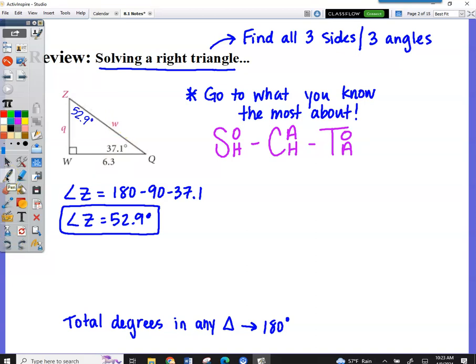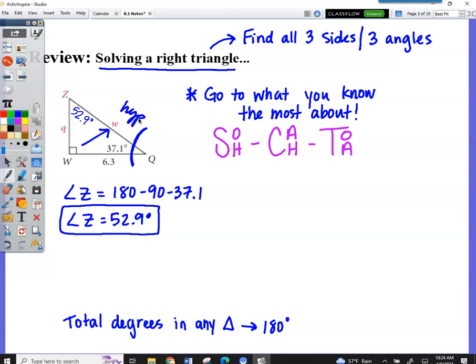All right, so now that we've got your attention on the fact that I'm shooting for W and I'm using 6.3 and 37.1, label your triangle according to the angle you're using. I like to draw an arc on the angle I'm using. I like to draw an arrow from the right angle to the hypotenuse so that I know that that is the hypotenuse.